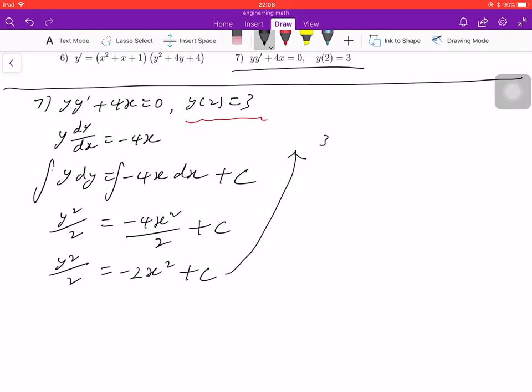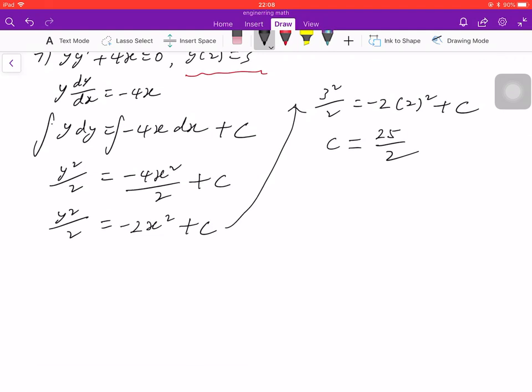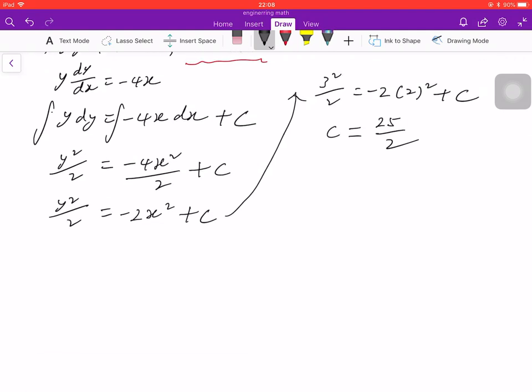That means we have 3 squared divided by 2, and this is equal to minus 2, so x is equal to 2, so 2 squared plus c. Okay, by solving this equation, we can find what is the c value. So the c value is equal to 25 divided by 2. Okay, now substitute this c value into our integration result, then we can find the particular solution.